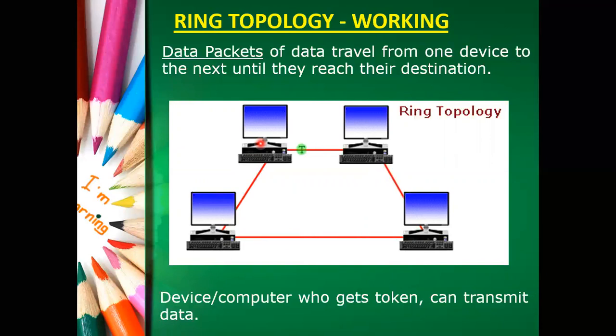The next computer who is ready to transfer the data will get the token and will transfer the data. So you can assume, or you can think about the difficulty level of transferring data in such type of network as compared to star topology, where there is no such mechanism of holding or keeping the token before transferring the data on the network.